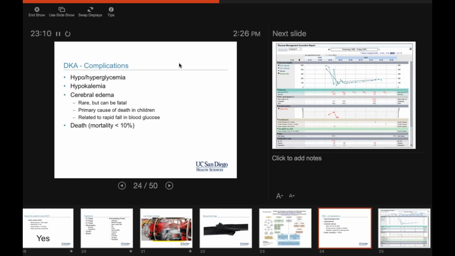We want to make sure we don't cause cerebral edema. It is bad, okay? We want to gradually bring that sugar down. We want to keep it in the 200s until our acidosis is resolved and our gap is closed. Then it is safe to bring it back down, okay?